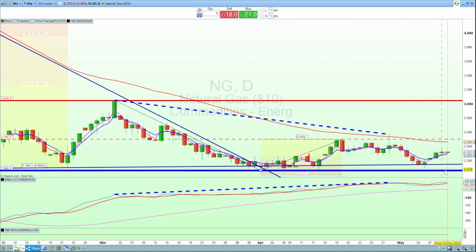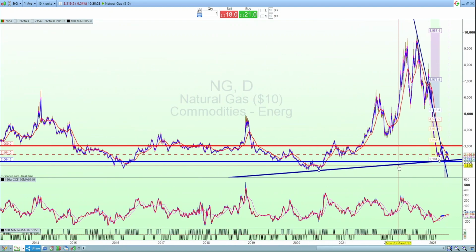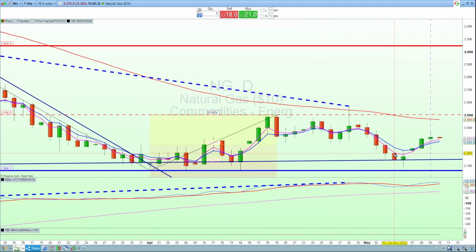That's our horizontal support area I mentioned at 2064. This darker line is the diagonal support, and if I zoom out, you can see there it's running across those bottoms there. So it's currently sitting and bounced off that area there. Now it's currently approaching this minor resistance at 2504. So that's where we are at the moment.